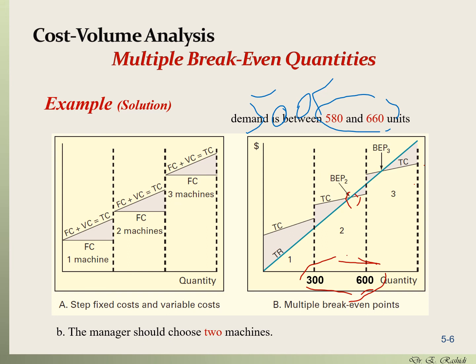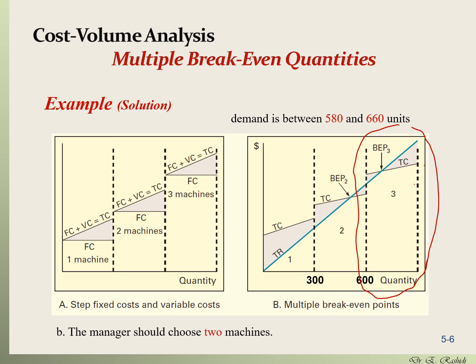Why not three machines? Let's see why. With three machines, the range is between 600 and 900, the maximum range. And as you can see here, we computed the break-even point. This is the total revenue and this is the total cost. The break-even point is more than 660; it was 666.6, which is 667. If you produce and sell less than that, you're going to lose money. And because our demand is less than 666, that means that if the manager purchases three machines and meets the demand, he's going to lose money no matter what, right? So three machines is not a good option. So the only other option is to purchase two machines.